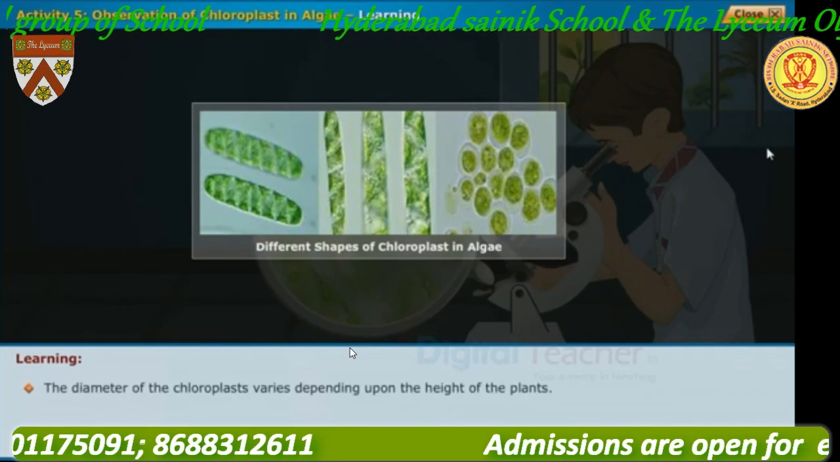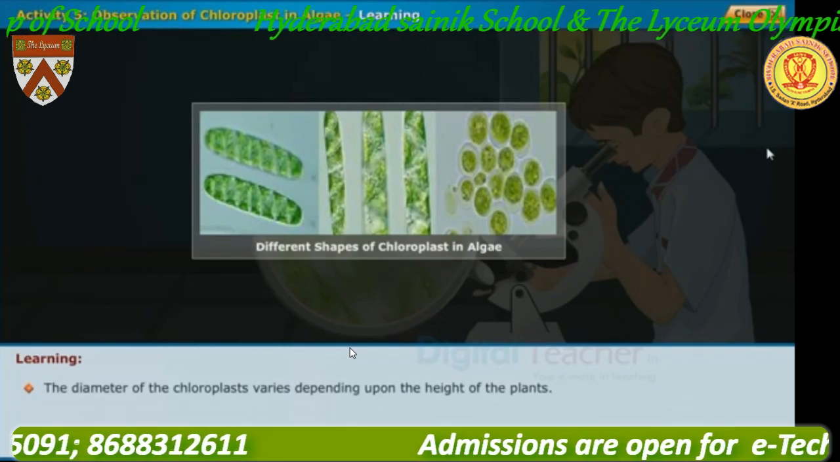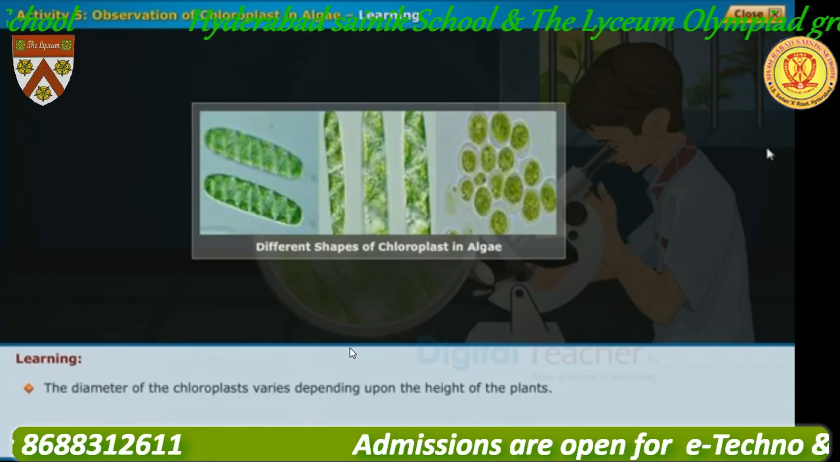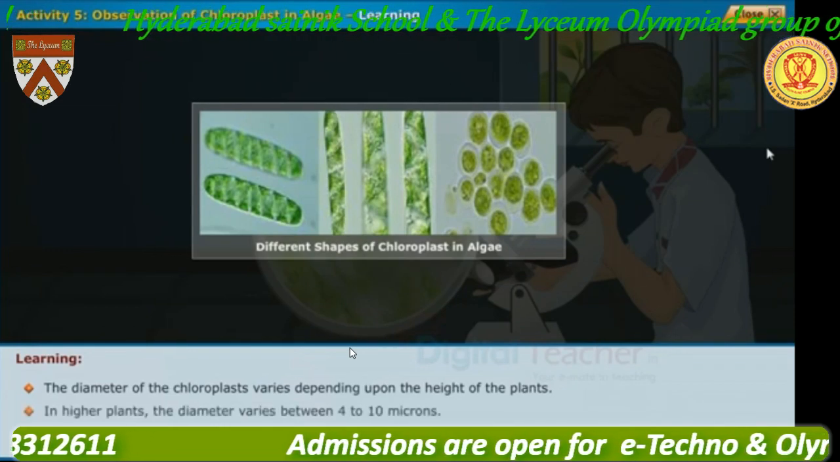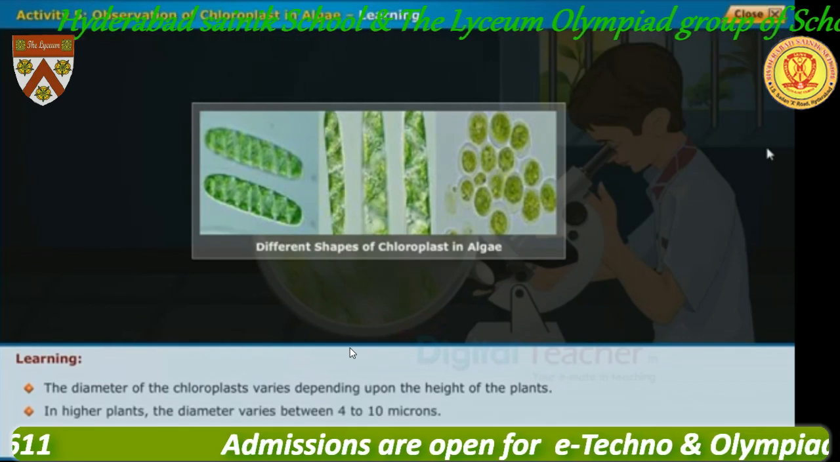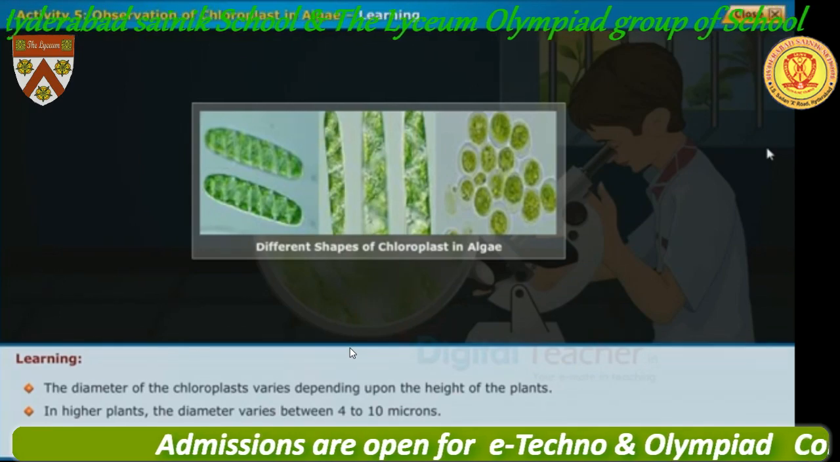The diameter of the chloroplasts varies depending upon the heights of the plants. In higher plants, the diameter varies between 4 to 10 microns.